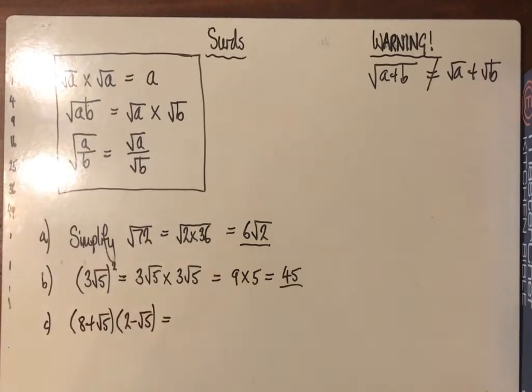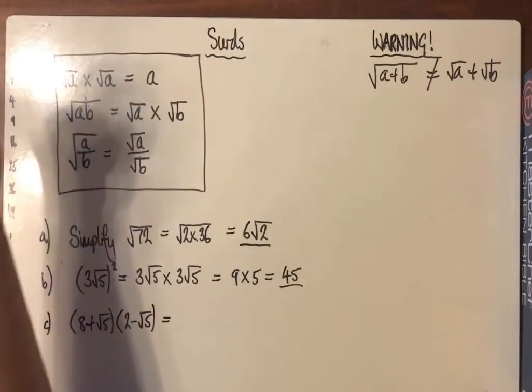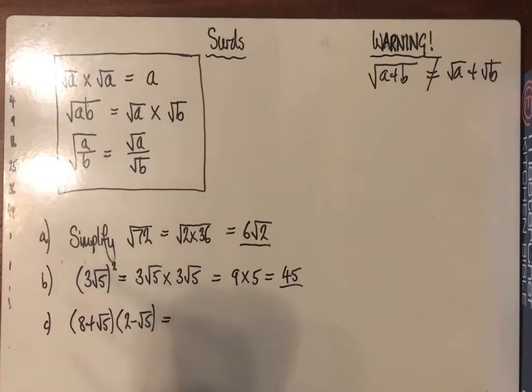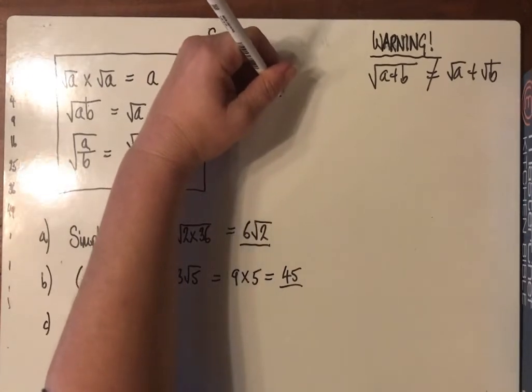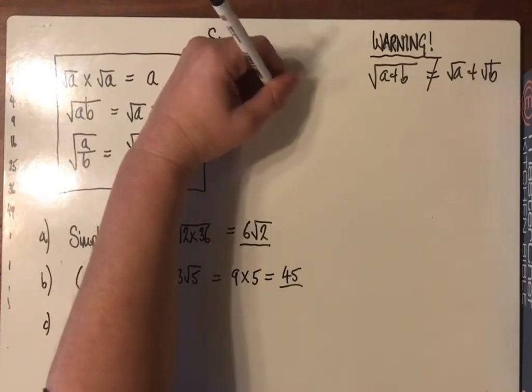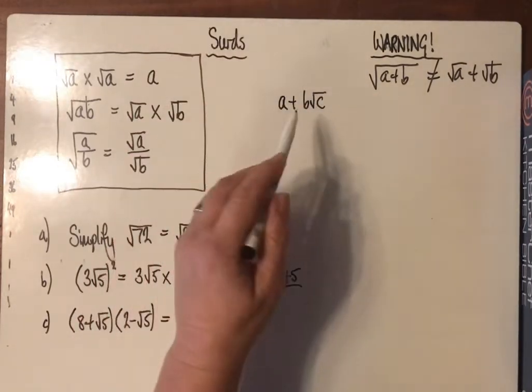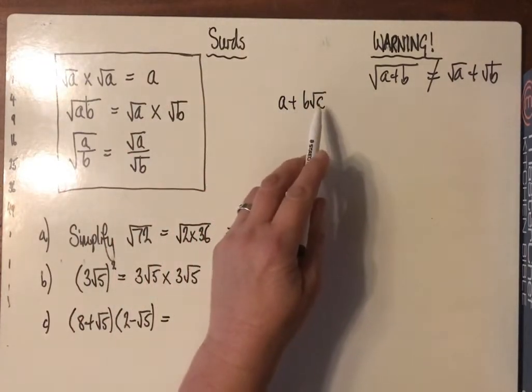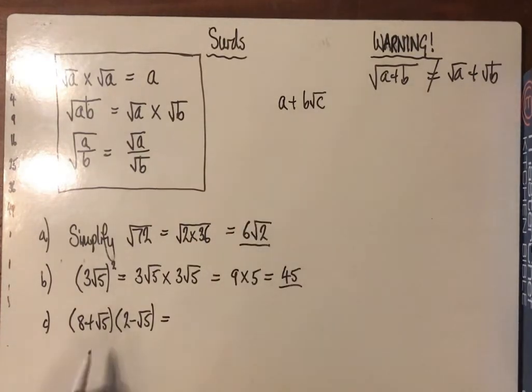you just multiply them out like a quadratic. So surds have two parts. So a surd would be written as A plus B root C. So you have a section that isn't a square root and a bit that contains a square root. So these are examples of surds.